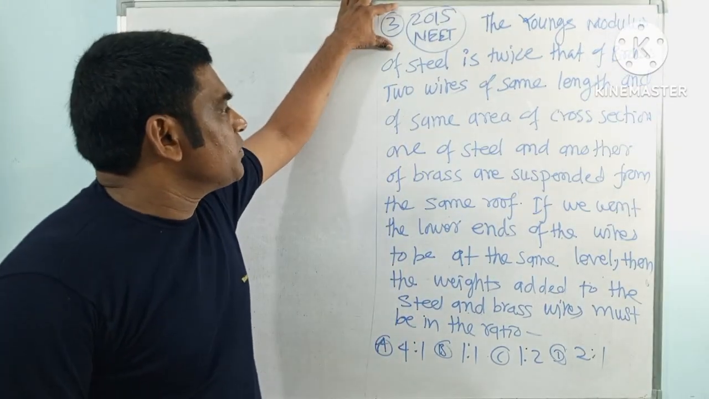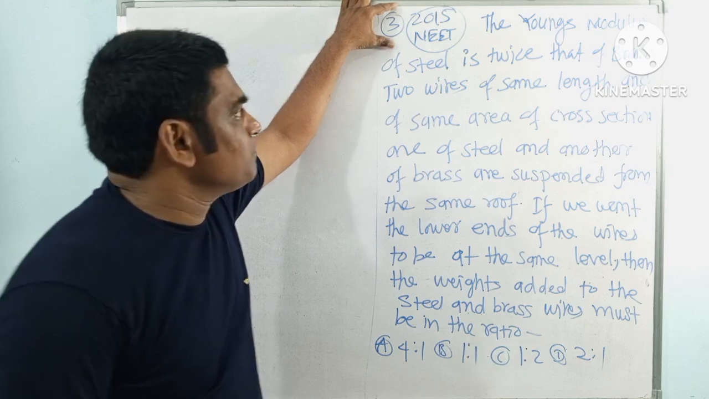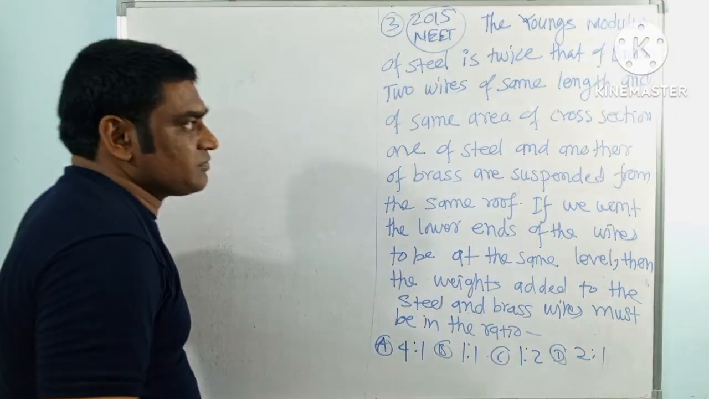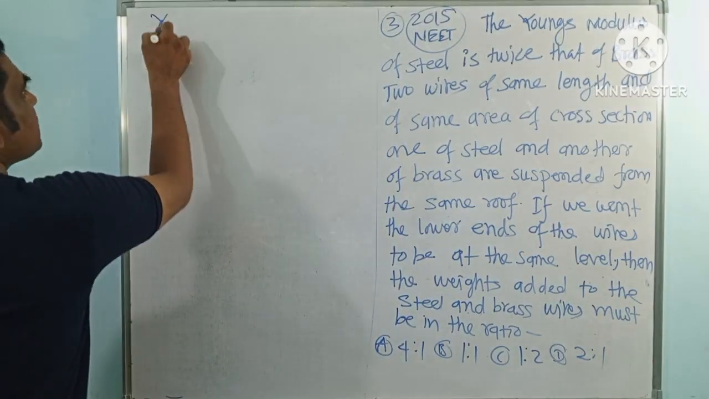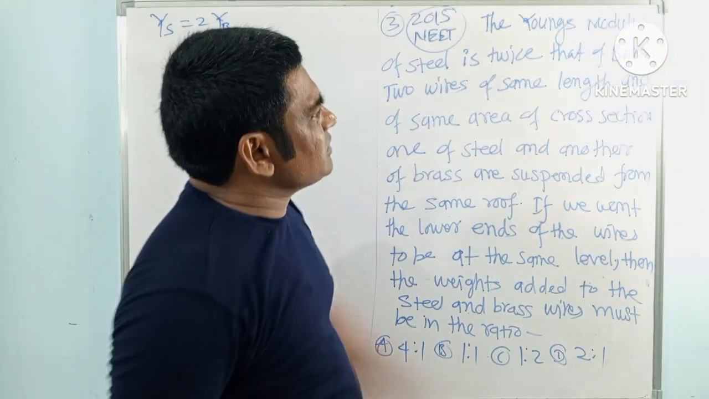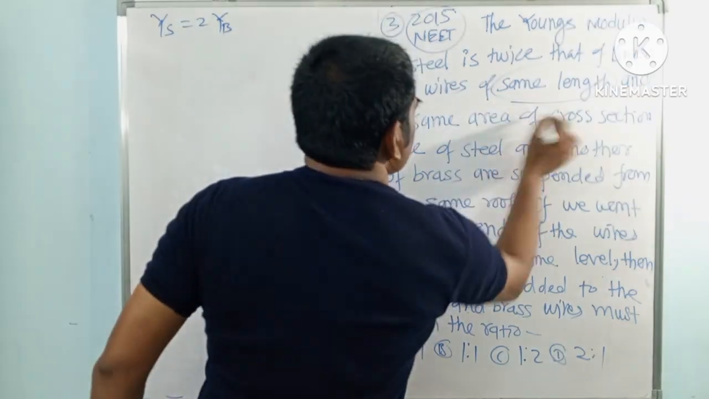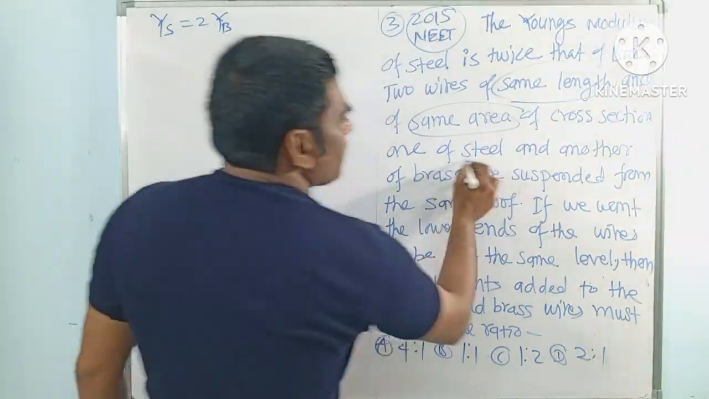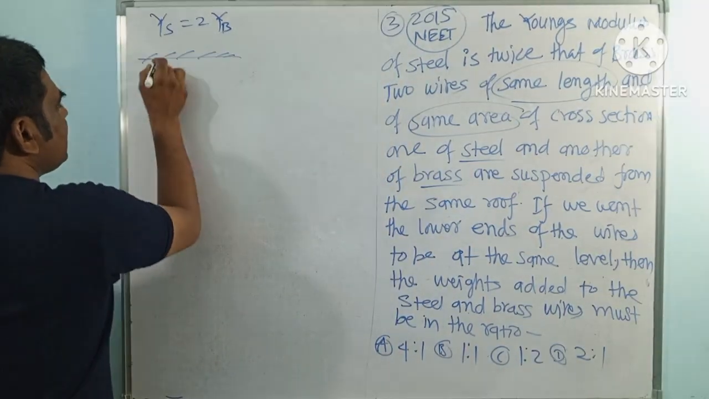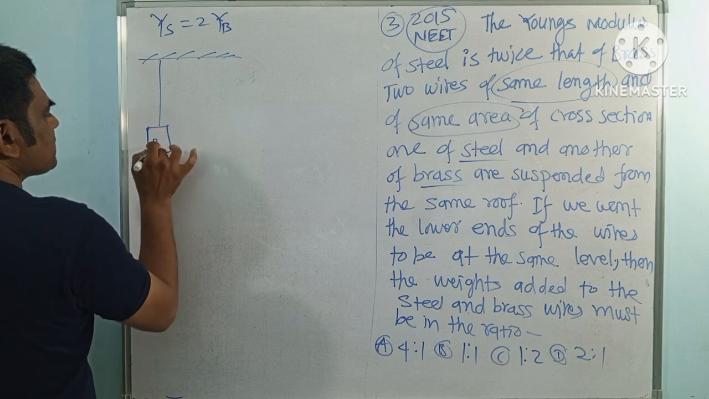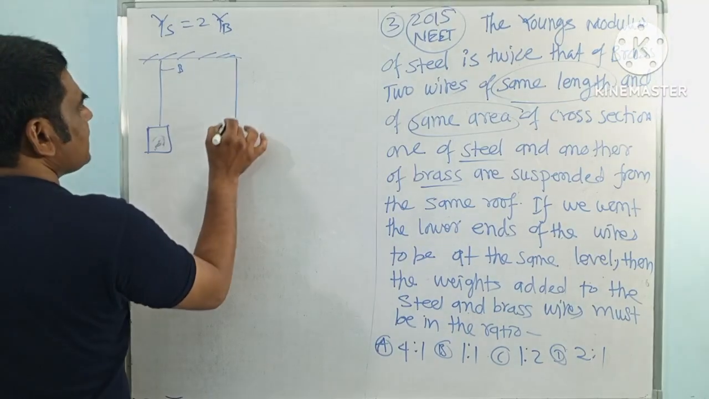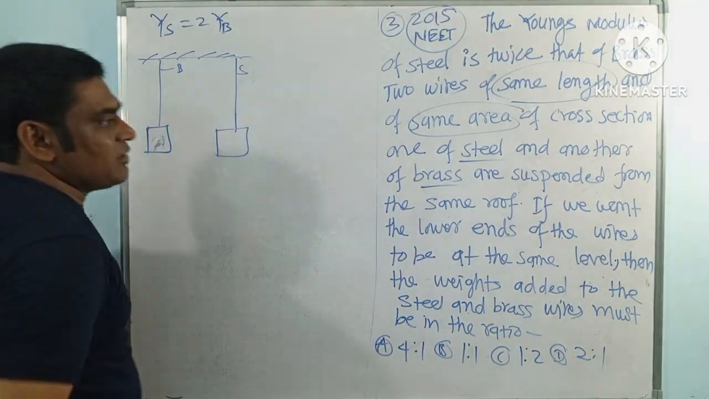So now 2015 question number 3 of today's lecture. The Young's modulus of steel is twice that of brass. Two wires of the same length, same area of cross section, one of steel and another of brass are suspended from a ceiling. One is made up of brass, this wire, brass wire, and another is made up of steel. Let us say this is steel.